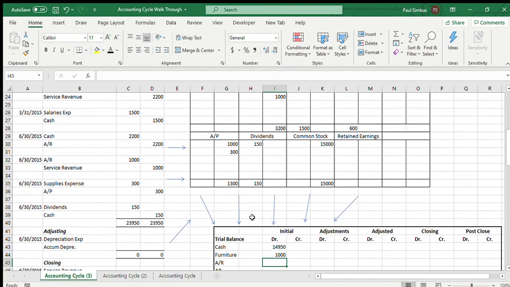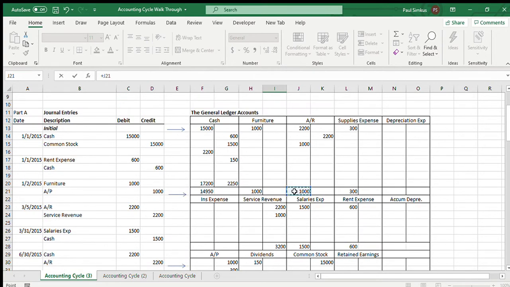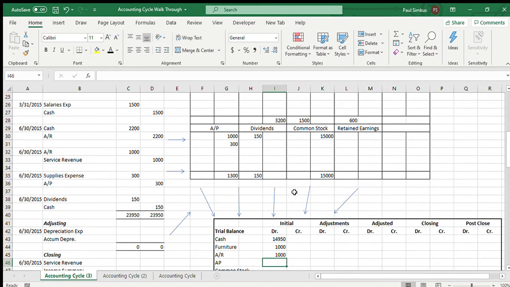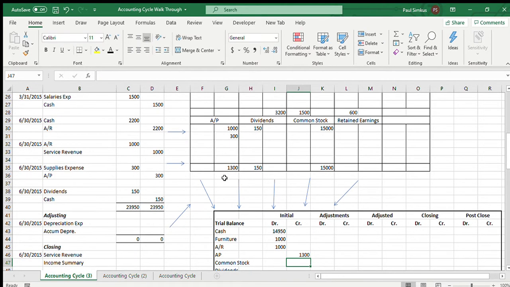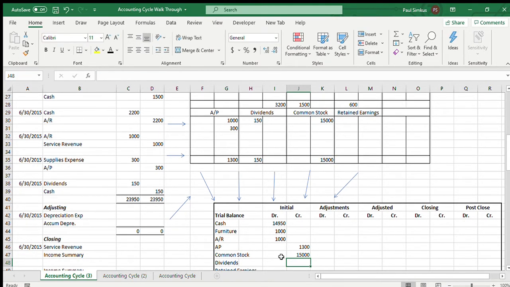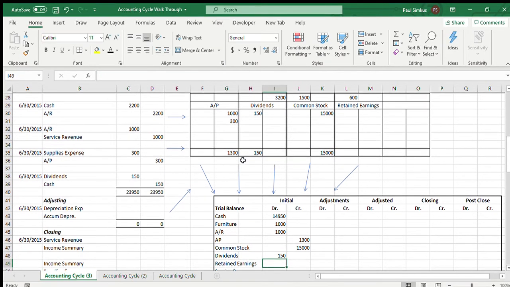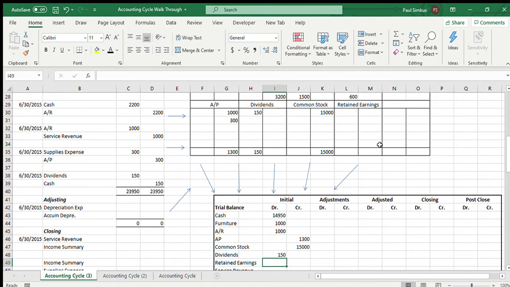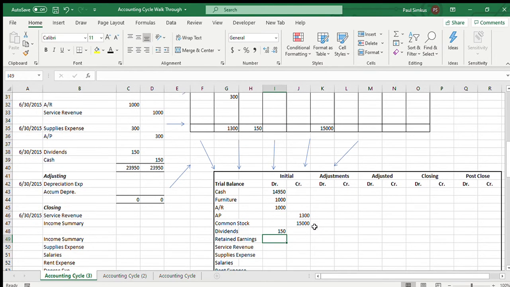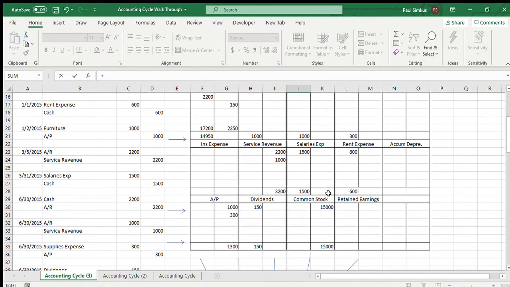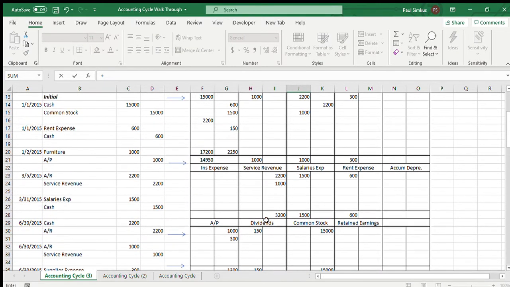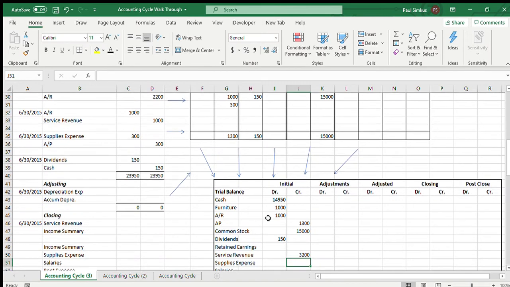Furniture, AR, AP, oops, that's a credit. Common stock, that's a credit. Dividends, that's a debit. Retained earnings, nothing yet. Service revenue. And again, if you're doing this in pencil, you'd be ticking these off so you don't miss any.